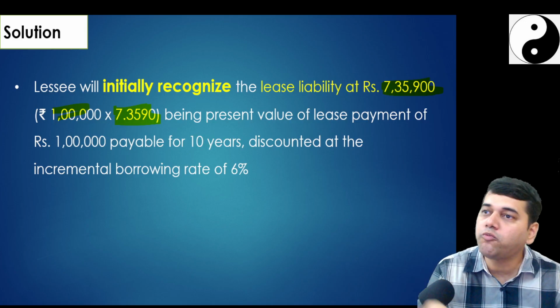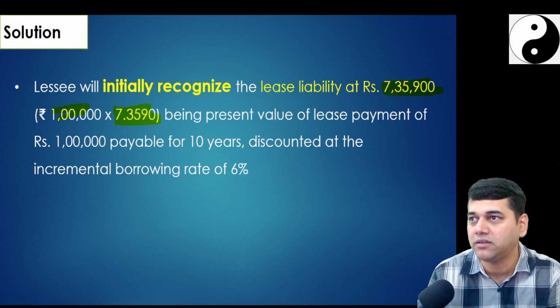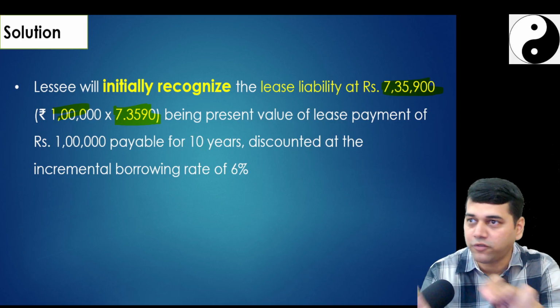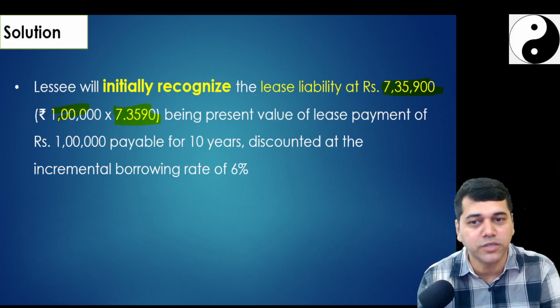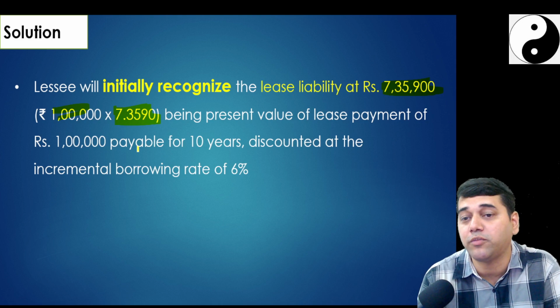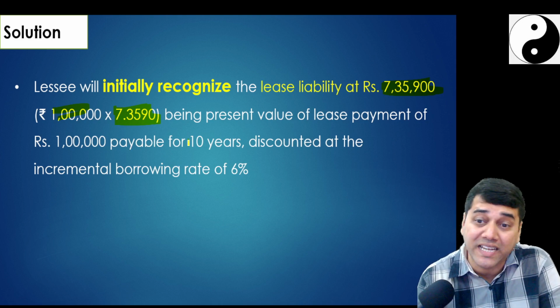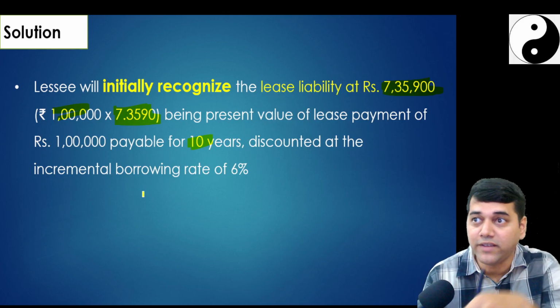My point is, why do you want to spend time initially on that 1 mark? Do this shortcut. Follow? No. I'll show you in the next question how to do it. Next question, do it. Okay, you missed this. And did you get this 7.3590? It's the present value annuity factor for 10 years, not for 7 years.